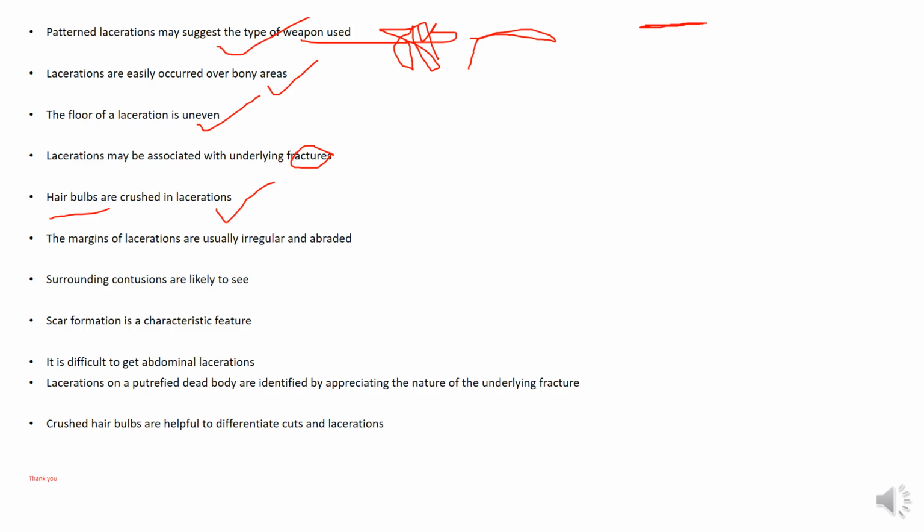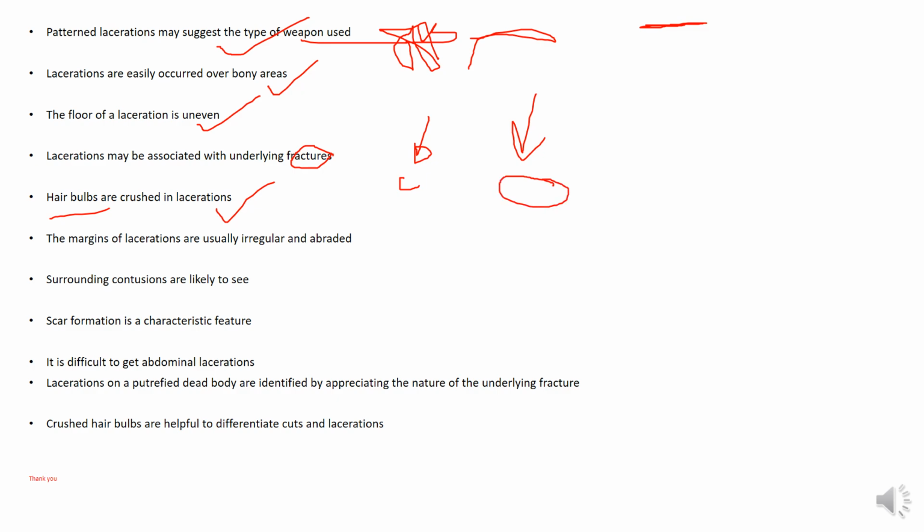Now imagine, with a sharp force trauma, what will happen to the underlying bone? You get a cut, right? So a bone cut is also a fracture, because by definition the discontinuity of a bone is termed simply as a fracture. As a result, with sharp force trauma you get cutting of the bone, but with blunt force trauma you get the usual fractures, right?